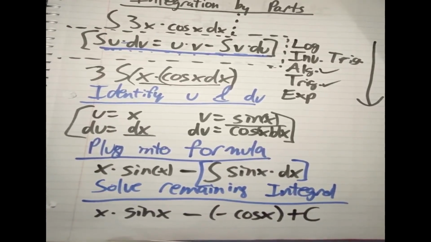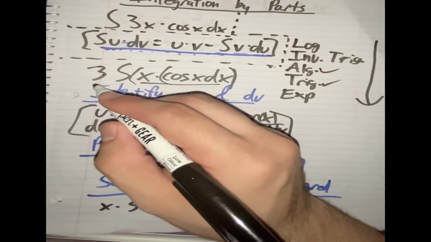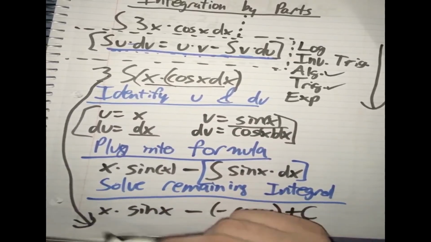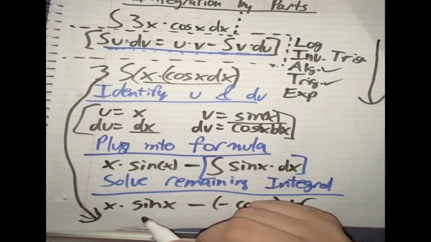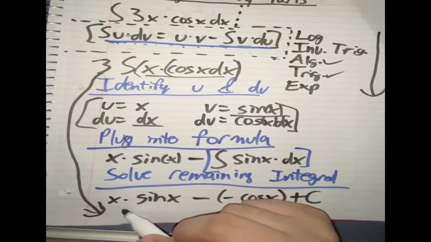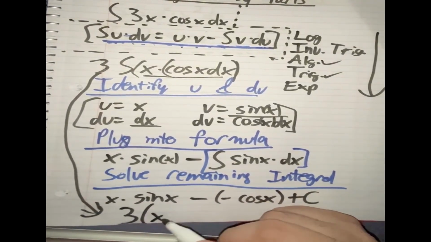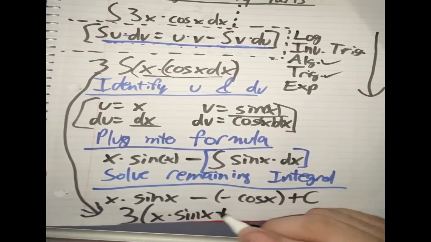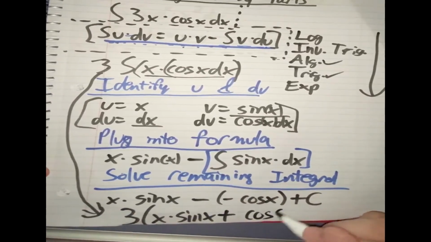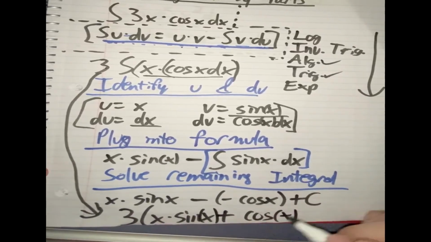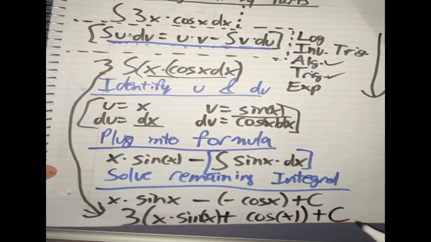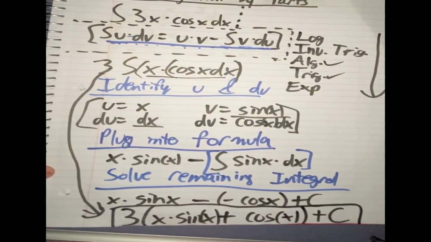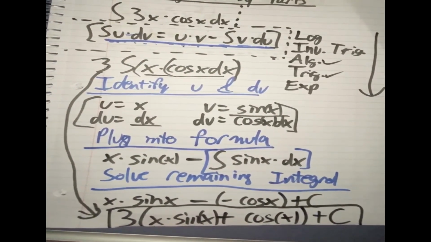Now, don't forget that we had a 3 that we had originally pulled out. So we include it in our final answer, making sure it's outside the parentheses. Our final answer is going to be 3 times parentheses x times sine of x, two minus signs form a plus sign, plus cosine of x, plus c. And that's our final answer.